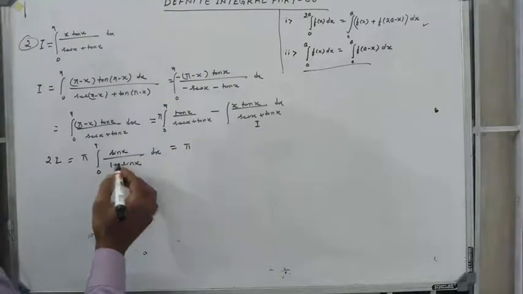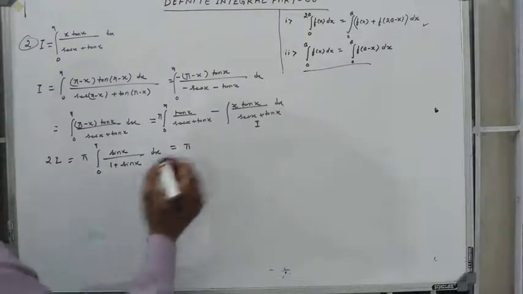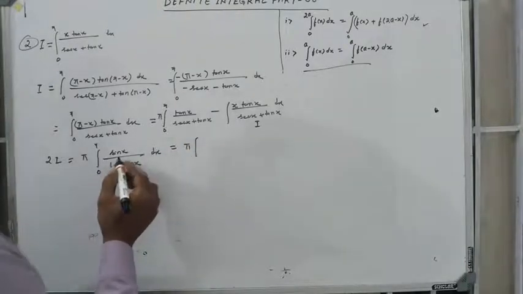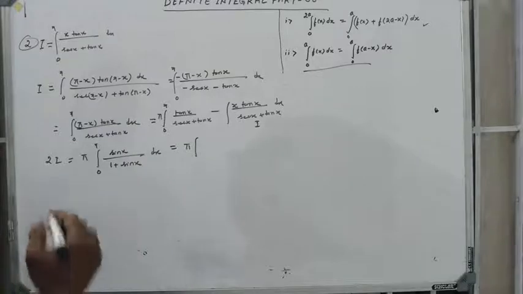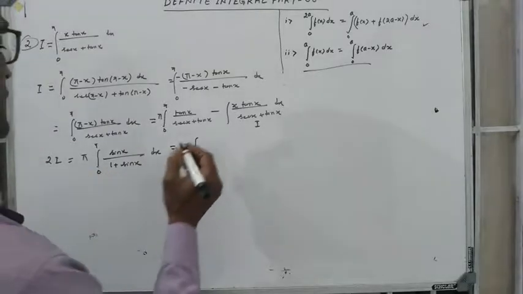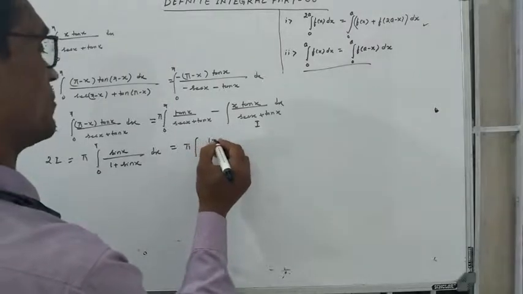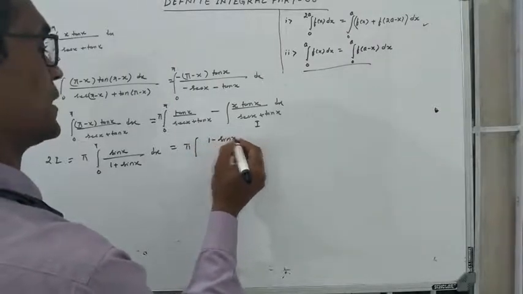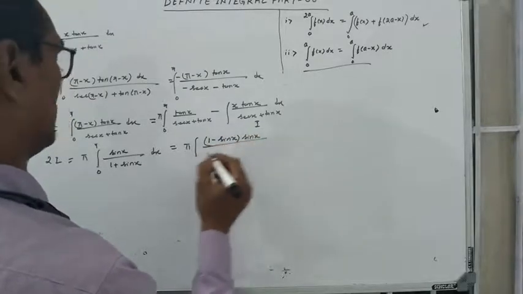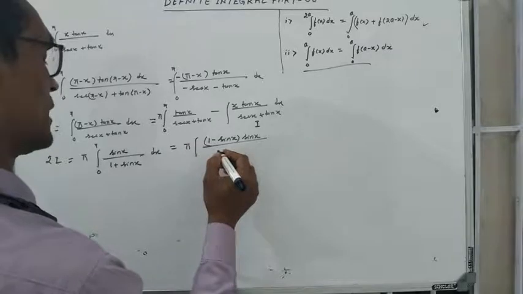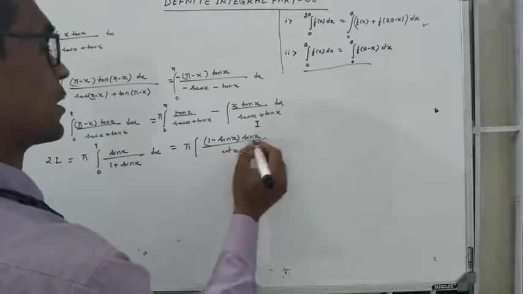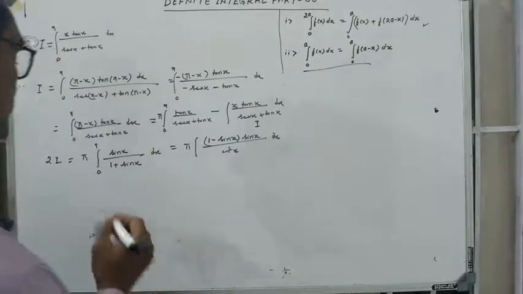Now we have to change this into standard form so that we can get its integral. For that I am multiplying 1 minus sin x in numerator and denominator. So 1 minus sin x into sin x divided by 1 minus sin square x, that is cos square x, dx.